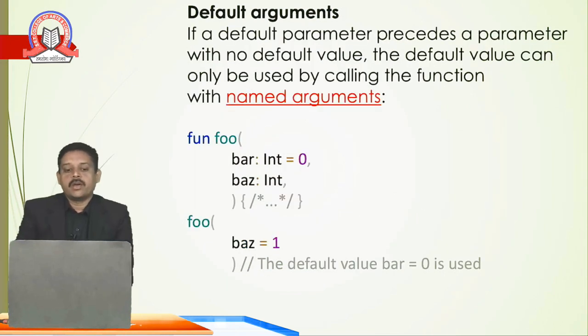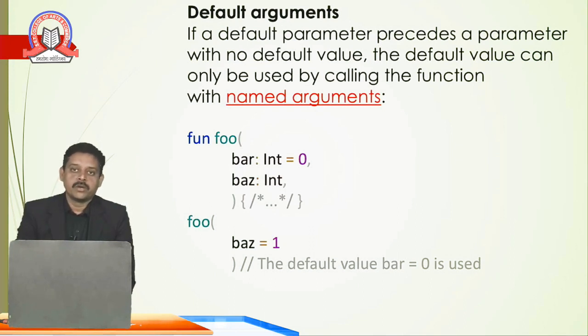So here we have a default argument. We are using one parameter to proceed a parameter with no default value. So the default value can be used by the calling function with a named argument. We are just naming the argument for calling the default value.